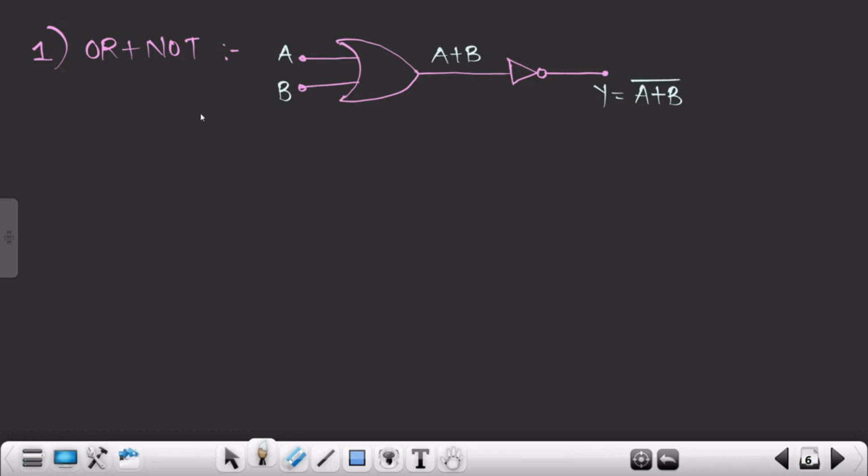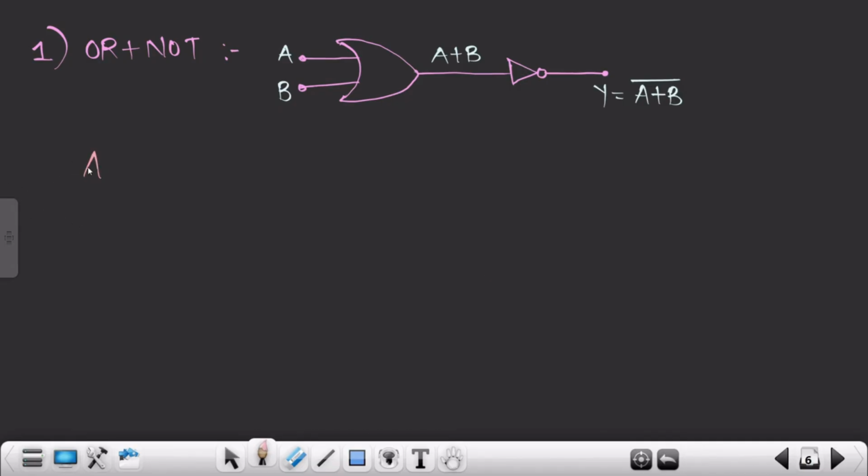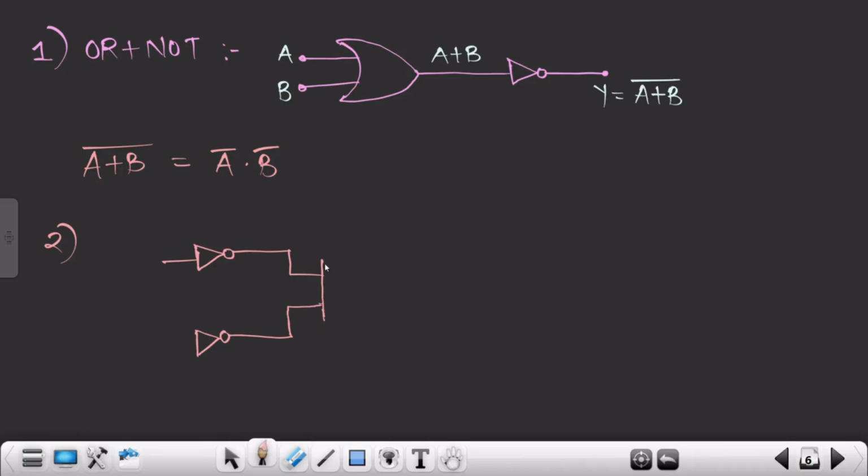If you don't want to implement this logic gate in this way, you can also go with the help of this expression: we all know that A plus B the whole bar can also be written as A bar into B bar. So first you need to take a NOT gate, and then another NOT gate, and then fetch both the inputs to the AND gate. Just a second, let me write it properly.